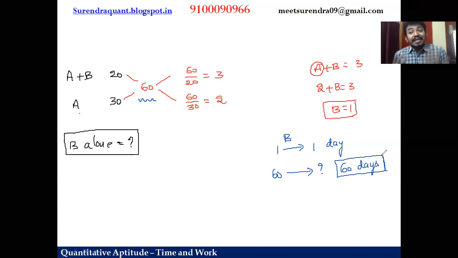What if there are 3 persons now? Now we have taken A plus B 20 days, A 30 days, right? What if 3 persons are there? Let us try to find out one more numerical.